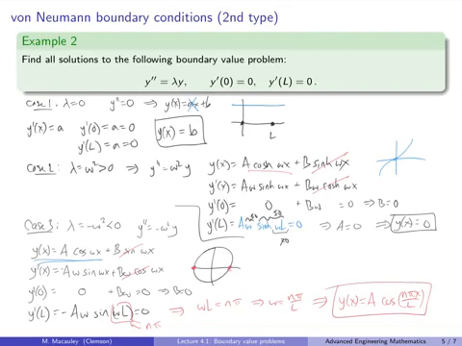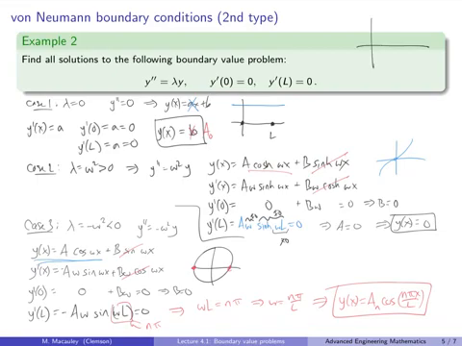Okay, so there we go. And let me call this a sub n because we get a different constant for every n. And then we have this constant term. Maybe I should have called this, instead of b, a naught. How about that? Okay, so let's compare what we did here and what we did in the previous slide.